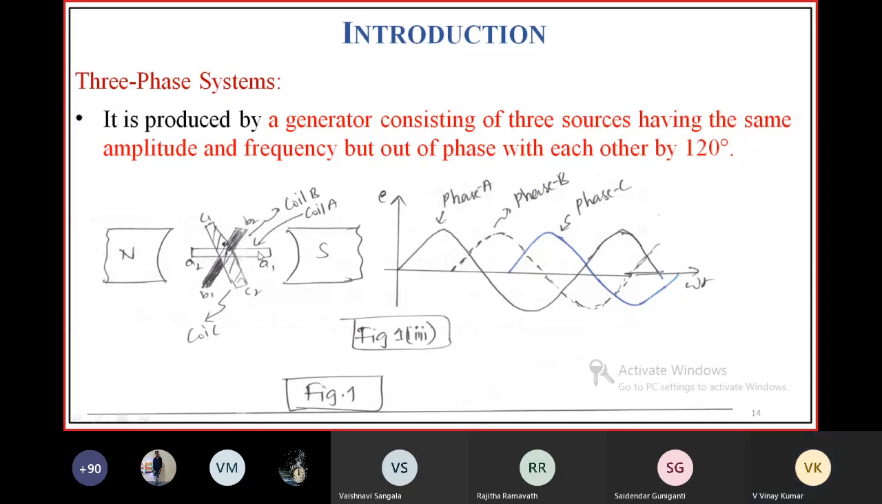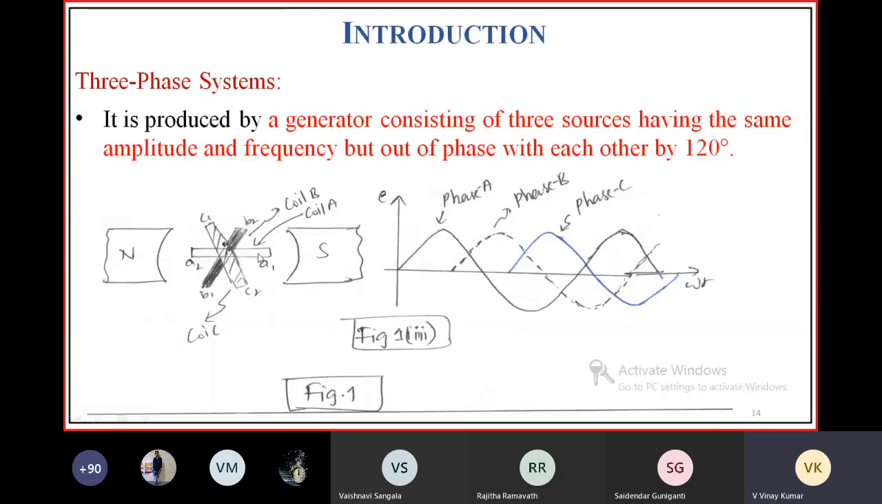A three-phase generator is the generator which has three armature windings. This is armature winding 1, this is armature winding 2, this is armature winding 3. They are displaced by an angle of 120 degrees from each other.